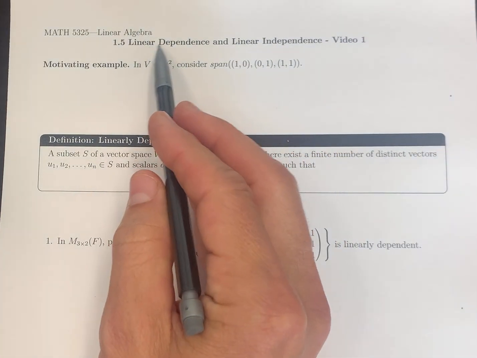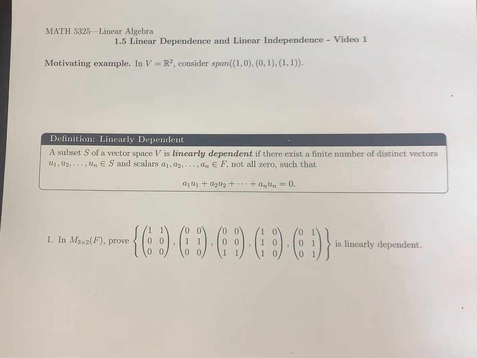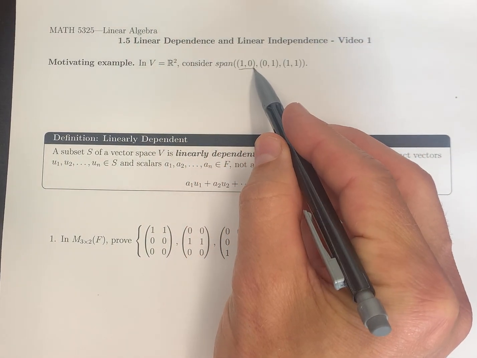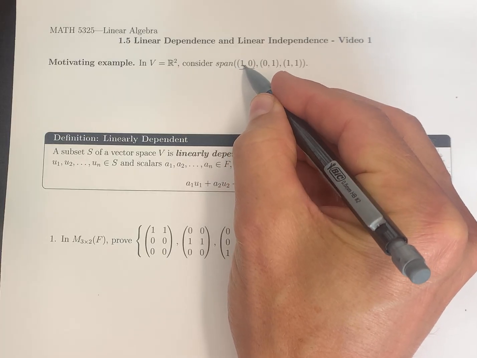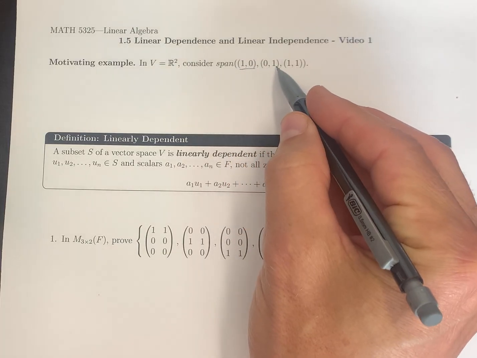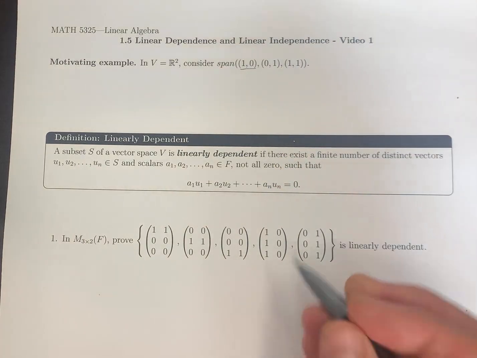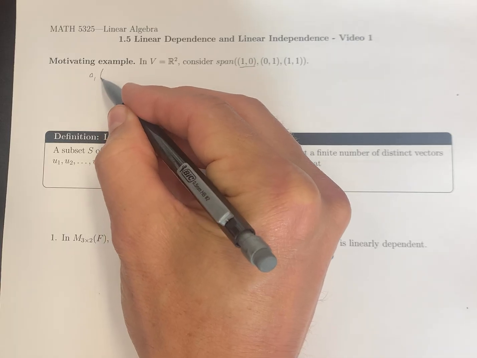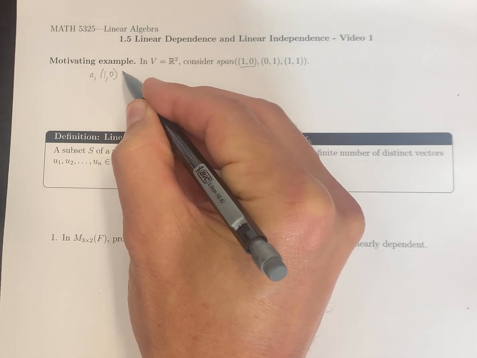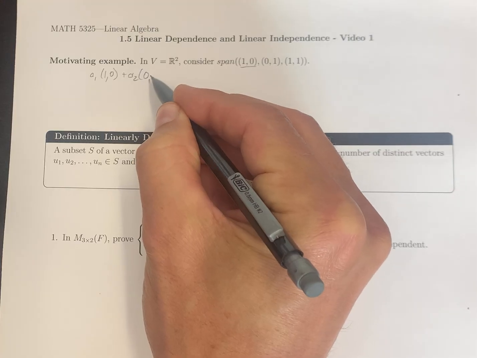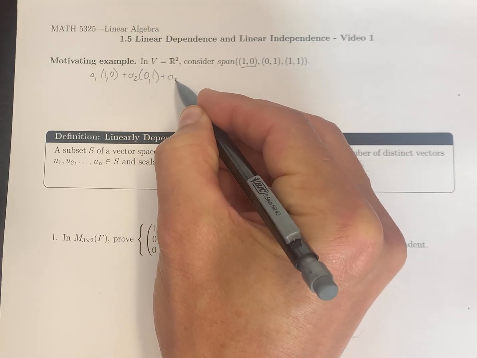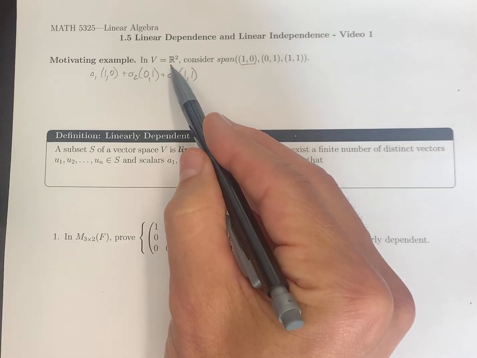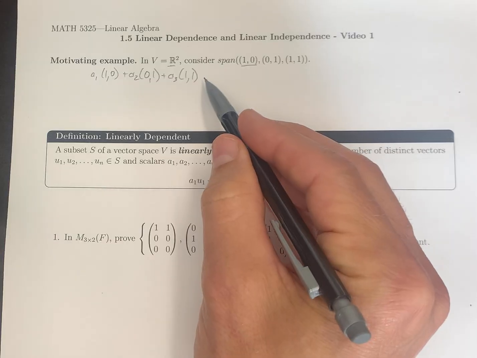Let's chat about linear dependence and linear independence. So here's a motivating example. In R2, let's consider the span of these three vectors: (1, 0), (0, 1), and (1, 1). Remember, the span is anything of the form a1(1, 0) plus a2(0, 1) plus a3(1, 1). Frankly, I hope you can see pretty clearly you could build any vector you wanted like that.